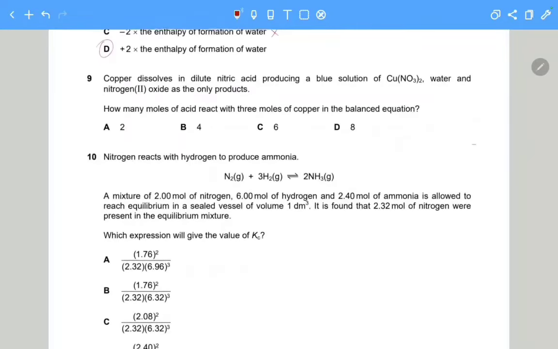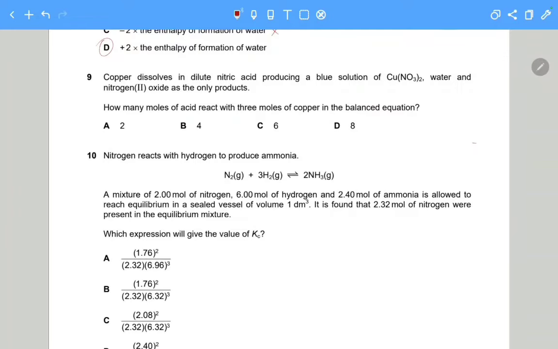Copper dissolves in dilute nitric acid, producing a blue solution of copper nitrate, water, and nitrogen oxide as the only products. How many moles of acid react with 3 moles of copper in the balanced equation? So they've asked us to react 3 moles of copper, so we'll have to balance the rest of the equation. Let's draw out this equation first without the balancing, and then we'll balance it. So this is what we get.